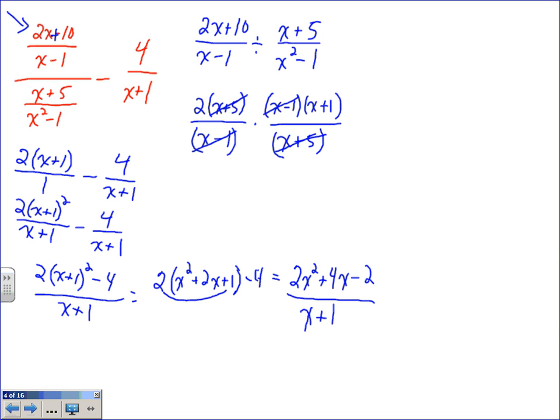Yes? Since the numerator isn't factorable, you couldn't cancel out an x plus 1. That's correct. You mean like right here? Yeah. Correct. You cannot factor out that. You can't cancel them out.